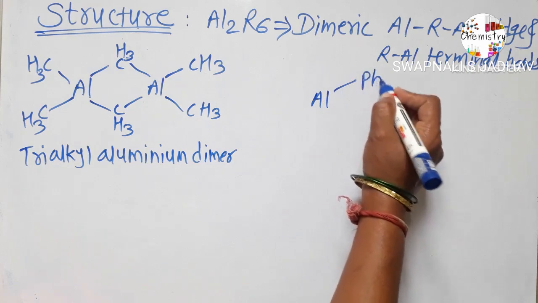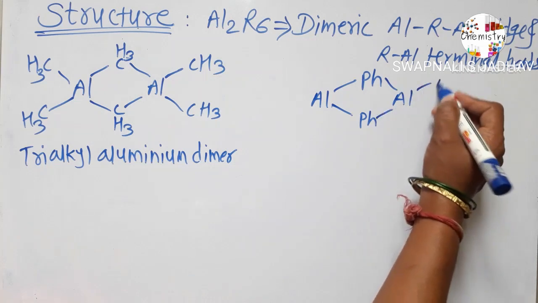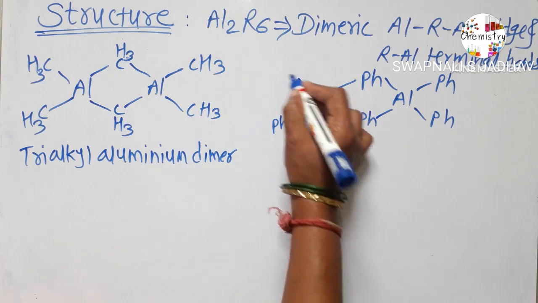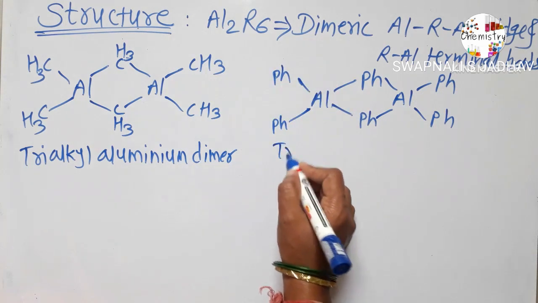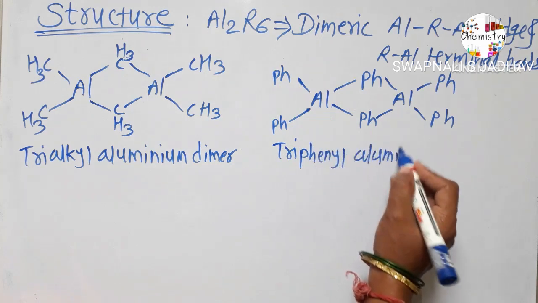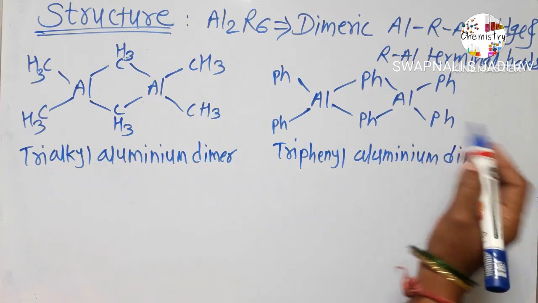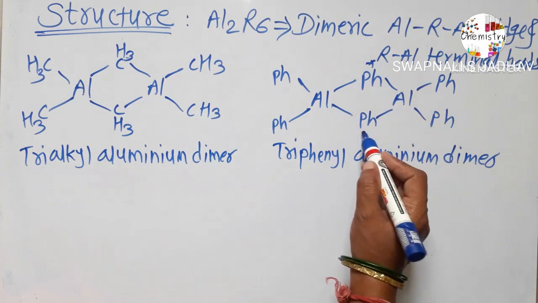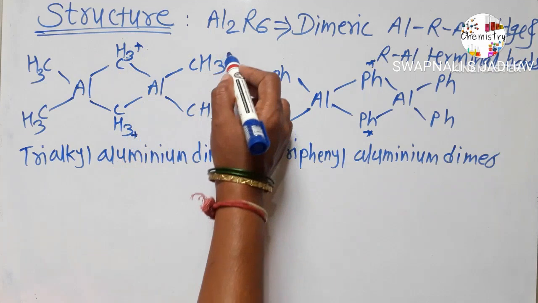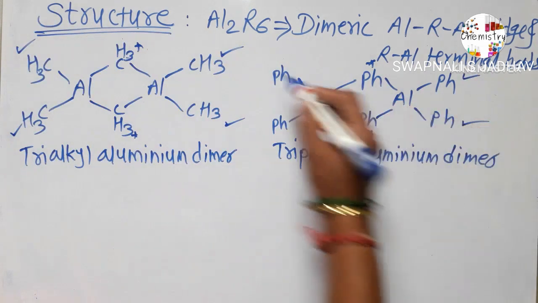And for triphenyl aluminium dimer, how can we write? Aluminium, Ph, aluminium, Ph. This is for the triphenyl aluminium dimer. So these are the bridge CH3, and those are the terminal CH3, terminal Ph.